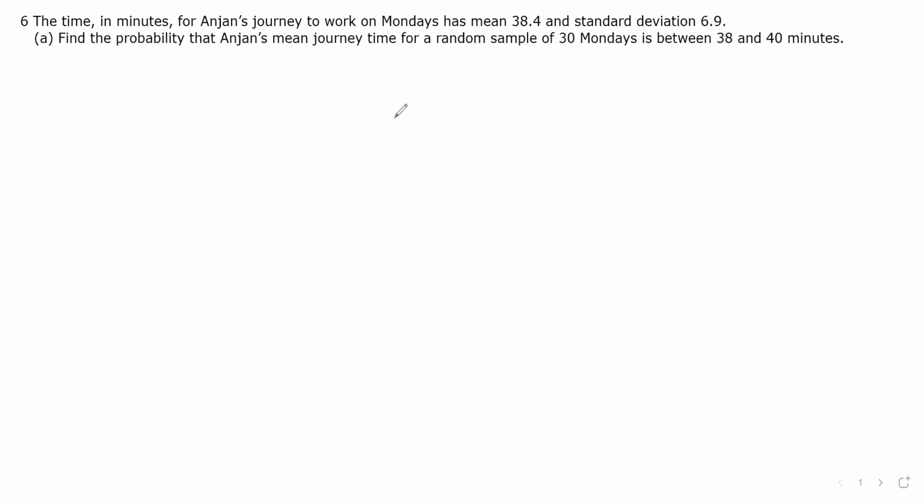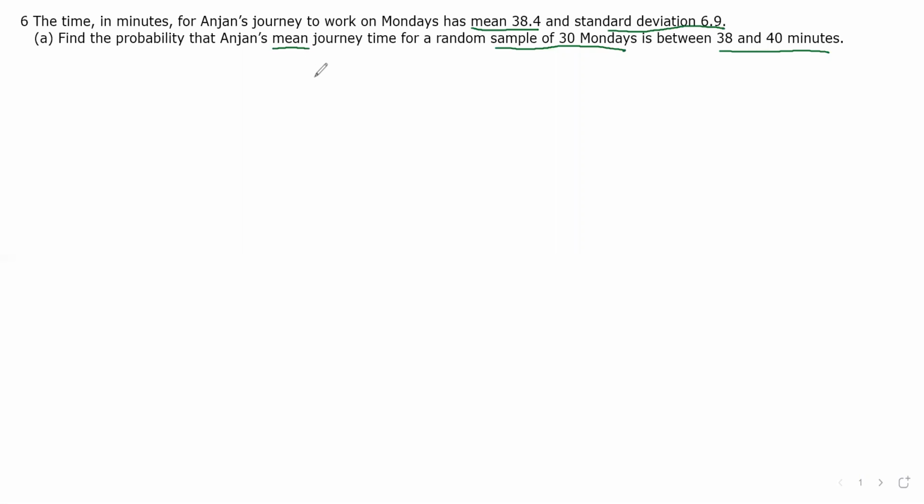Time in minutes for Engine's journey to work on Mondays has mean 38.4 and standard deviation 6.9. Find the probability that Engine's mean journey time for a random sample of 30 Mondays is between 38 and 40.